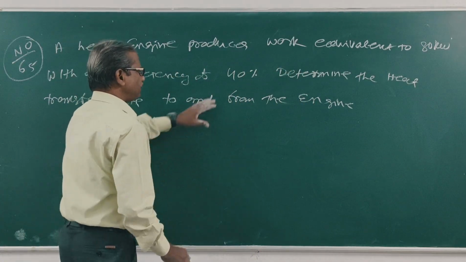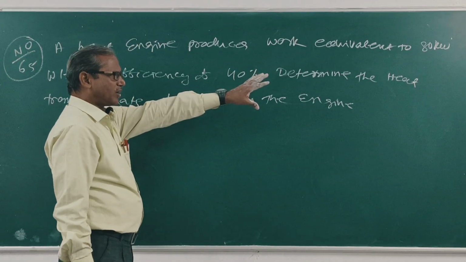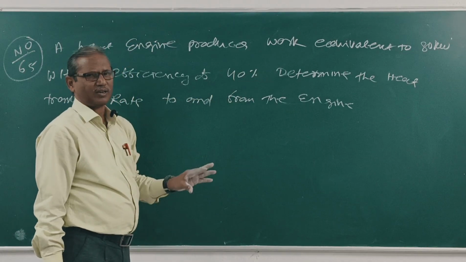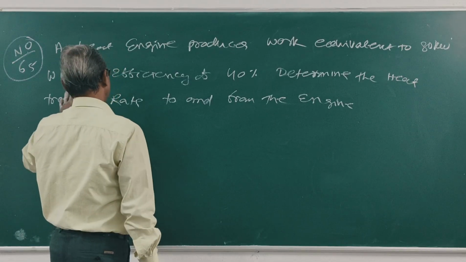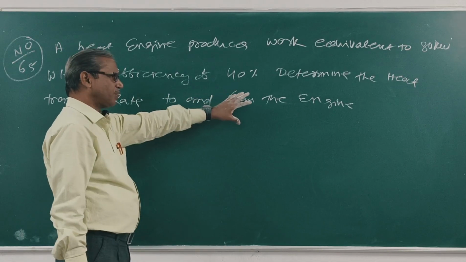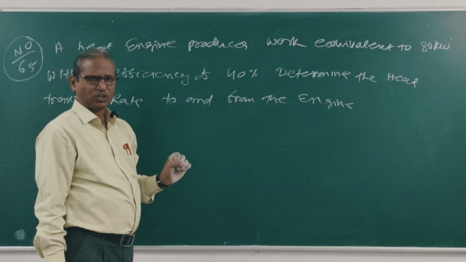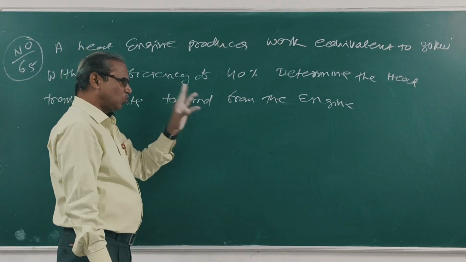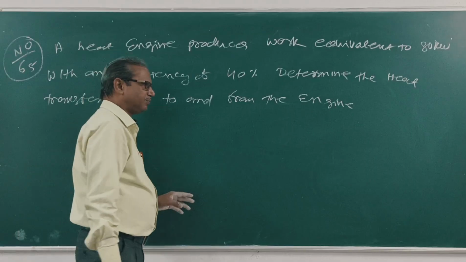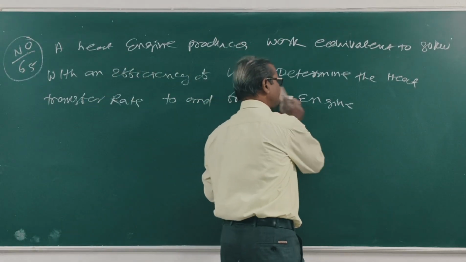Now, the question is: a heat engine produces work output equivalent to 80 kilowatt, with a thermal efficiency of 40%, eta thermal. Find heat transfer rate to and from the engine. Third, draw the figure.